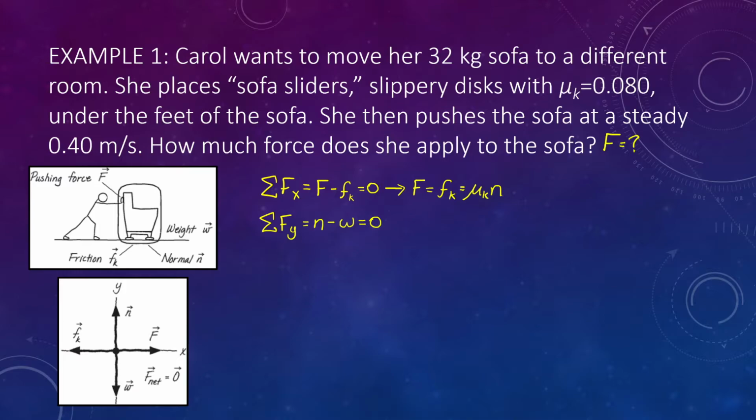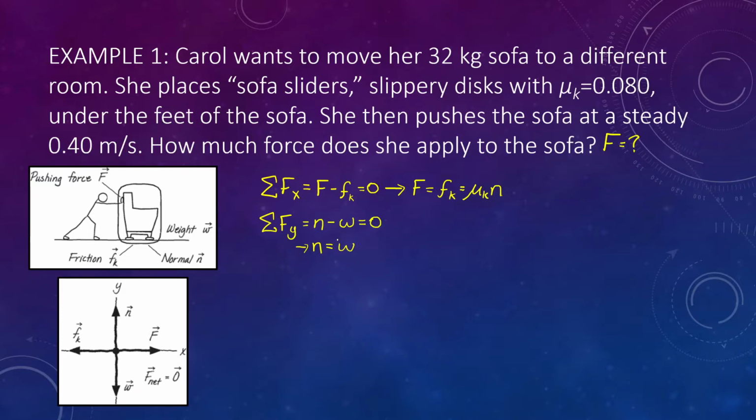Now, we do know what the mu value is, the coefficient of friction, but we still don't know what the normal force is. So sometimes this can be a troubling point for students. We need to know what the normal force is in order to solve for the force F. We don't know it, it's not given to us in the problem, but from our y equation, we can see that the normal force is equal to the weight, right? If you add the weight to the other side.